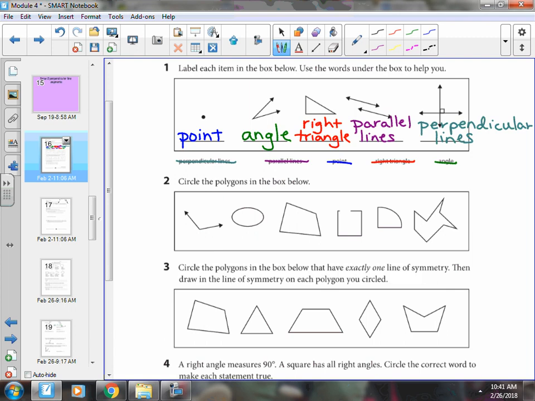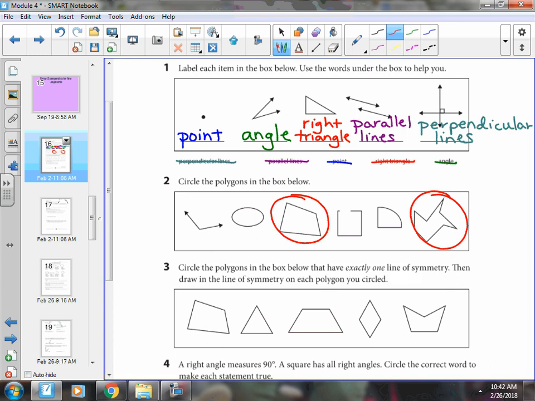Number 2, circle the polygons. Polygons have no curves, no gaps, no intersections. No curves, no gaps, no intersections. So, polygon, polygon. The other ones have curves or gaps.